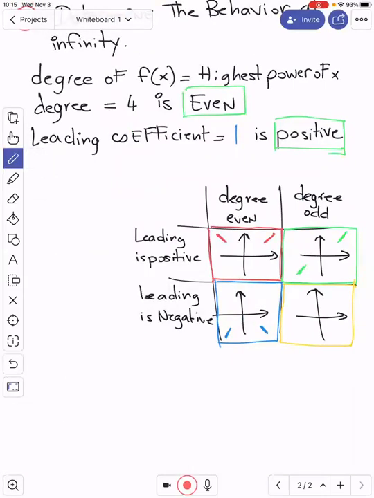The graph at negative infinity is gonna look like this. It's gonna be at the top, and at positive infinity the output y is gonna be at negative infinity. Right, so we're gonna use this table or chart to determine the behavior of our polynomial at infinity.